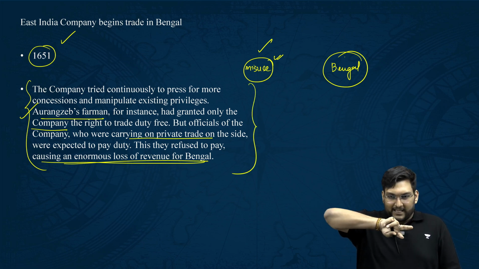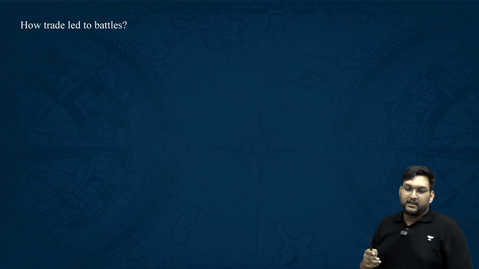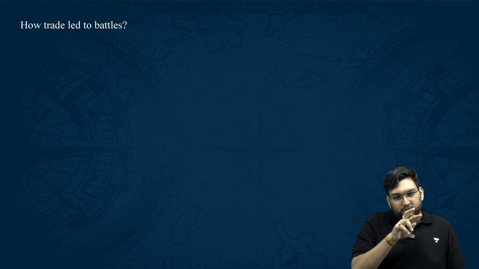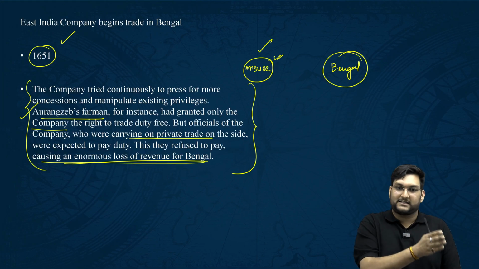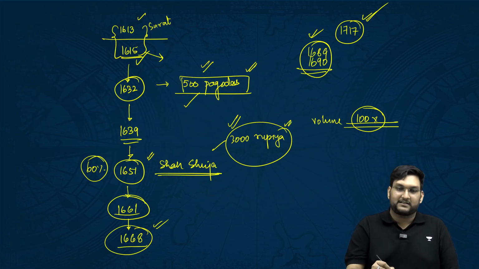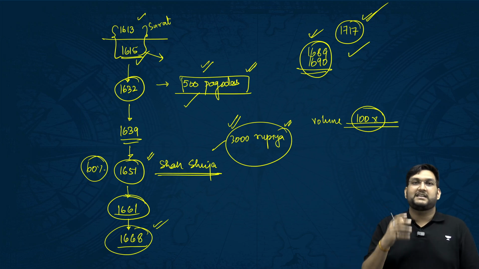Now, the NCERT shifts away from this concept and gives us a new section: how trade led to battles. In order to understand this subsection, you have to understand this idea, which is misuse of the Farman in all sectors, be it the Chandragiri sector, the Golden Farman sector, Golconda, or Bengal. They increased the volume so much that everybody was losing revenue.